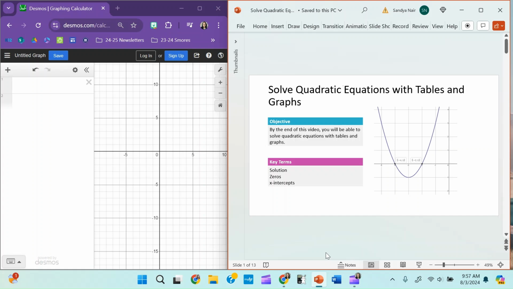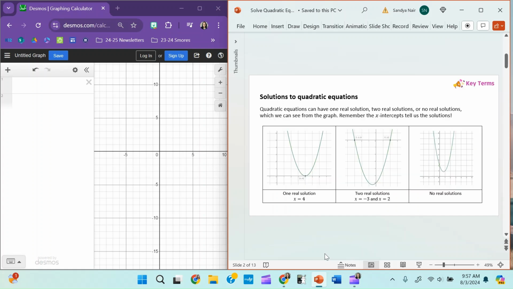So in this video, we're going to talk about how to solve quadratic equations with tables and graphs. So solutions to quadratic equations, remember, we can have one real solution, two real solutions, or no real solutions. And we can see this pretty quickly by looking at the graph of a quadratic function. If it has one real solution, you'll see that the graph will have one x-intercept. It'll look like the graph is kind of sitting on the x-axis.